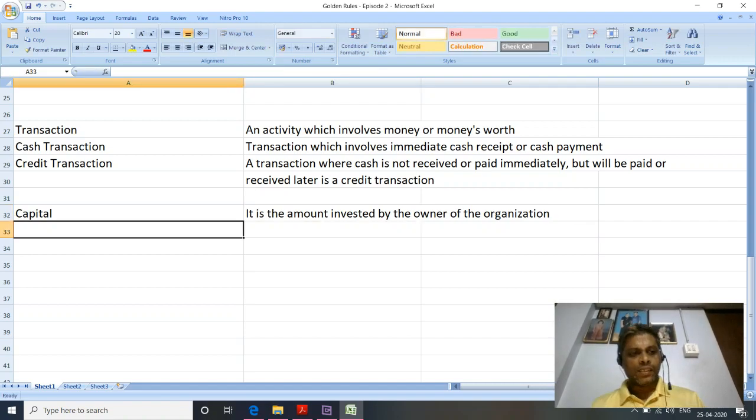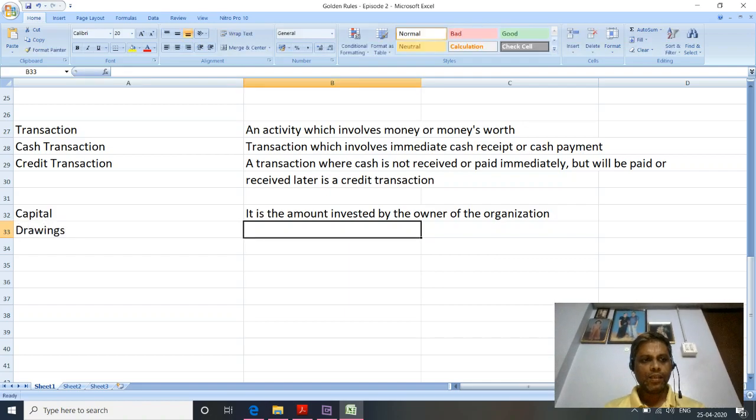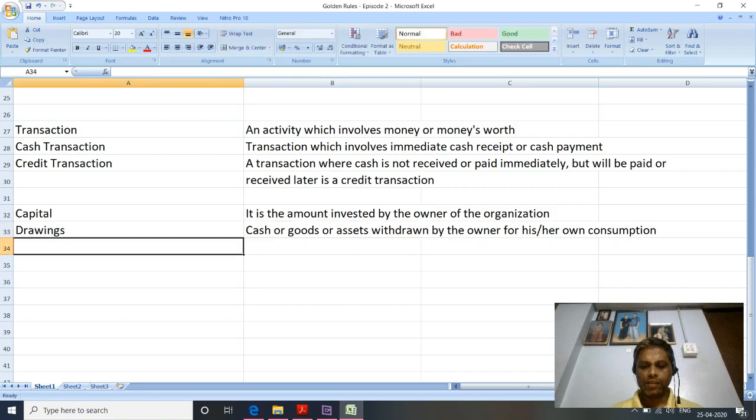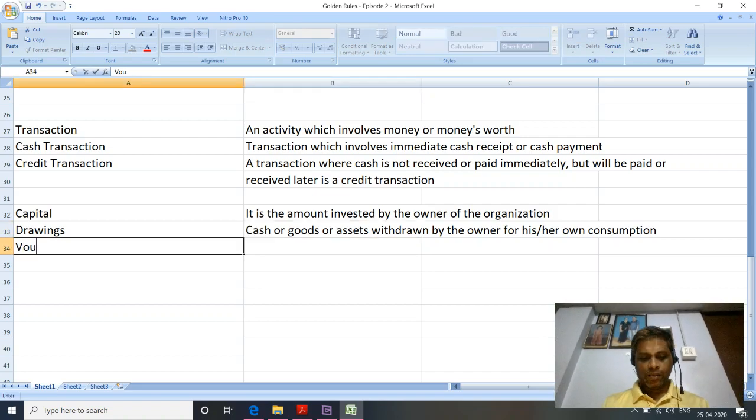Next terminology we should know is drawings. See, these are all some of the basic things that we will come across when we go through the future chapters. What is a drawing? Drawing is nothing but the cash or goods or assets withdrawn by the owner for his or her own consumption. That's called drawings.